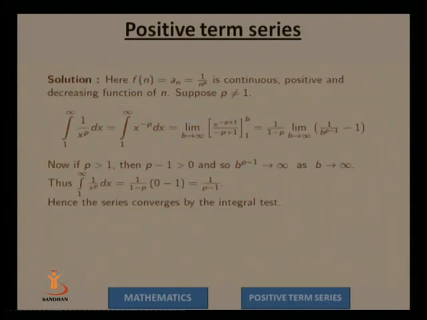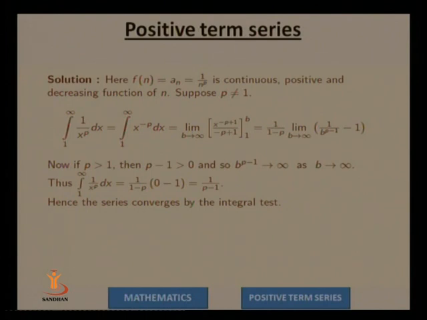Now the solution of the p-series is given in this way. Here we have a_n equals 1/n^p. So our function f(n) is nothing but 1/n^p, and it is a continuous, positive and decreasing function. Now suppose p is not equal to 1, then the integral from 1 to infinity of 1/x^p dx can be written as the integral from 1 to infinity of x^(-p) dx, that is equal to the limit as b tends to infinity of x^(-p+1)/(-p+1), with lower limit 1 and upper limit b.